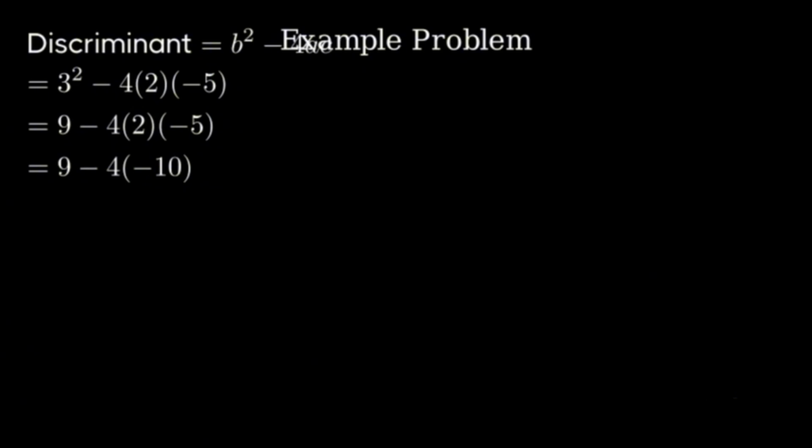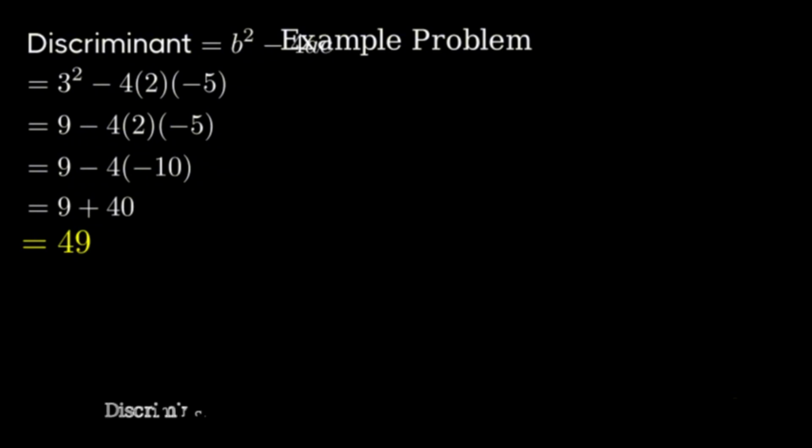So our expression becomes 9 minus 4 times negative 10. When we multiply 4 by negative 10, we get negative 40. However, since we're subtracting this negative number, the operation becomes addition. 9 minus negative 40 equals 9 plus 40. Finally, we add 9 and 40 to get a discriminant value of 49. This is a perfect square, which will be helpful when we apply the quadratic formula.